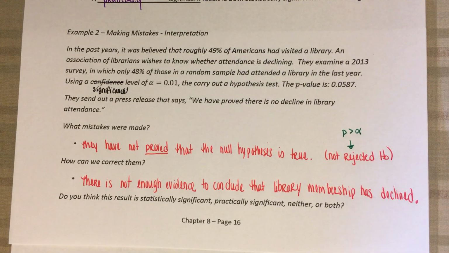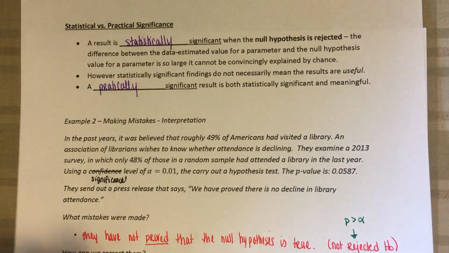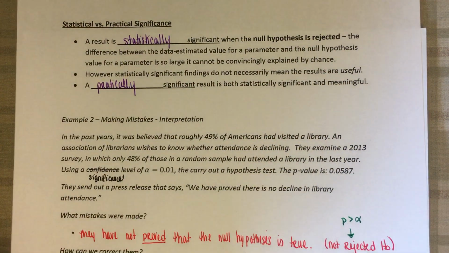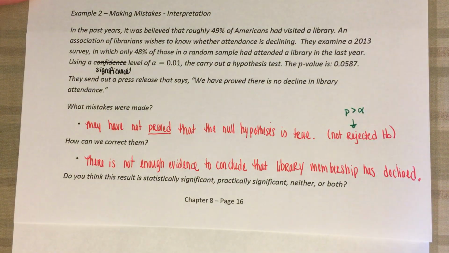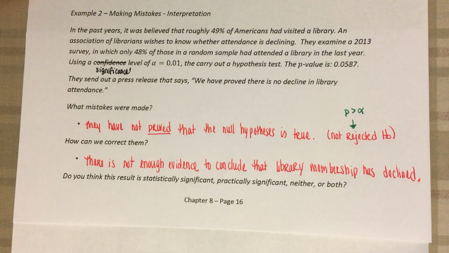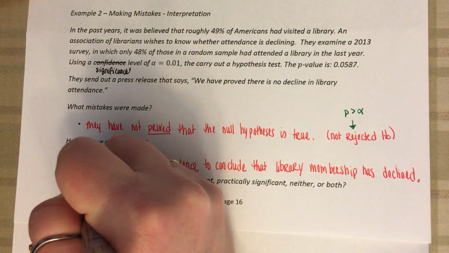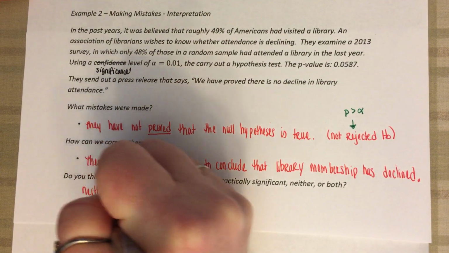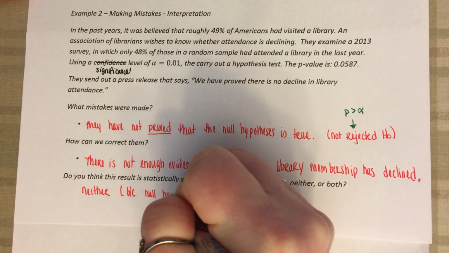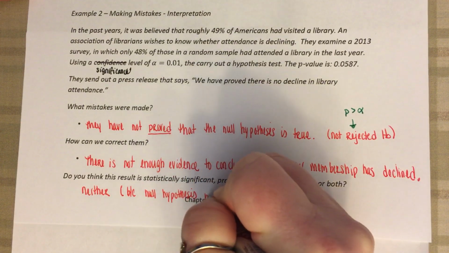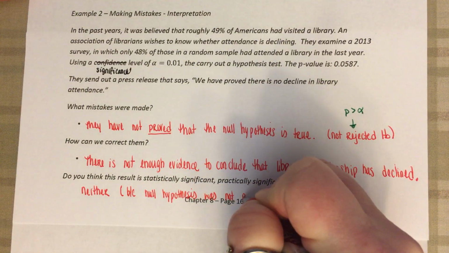Do we think that this result is statistically significant, practically significant, neither, or both? Going back up to our definitions, in order to be statistically significant, the null hypothesis is rejected. In this case, our null hypothesis was not rejected. And in order to be practically significant, it also has to be statistically significant to begin with. So in this case, we are going to say neither, because the null hypothesis was not rejected.